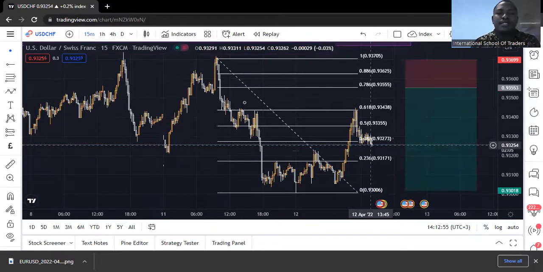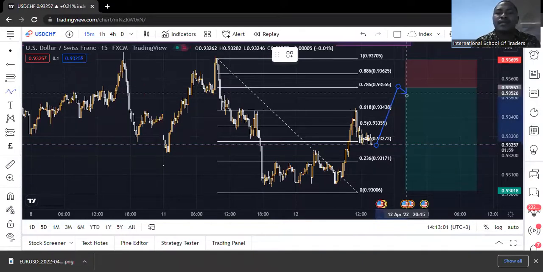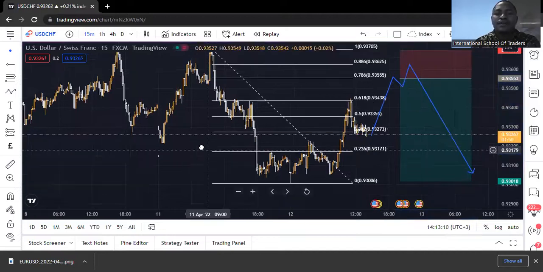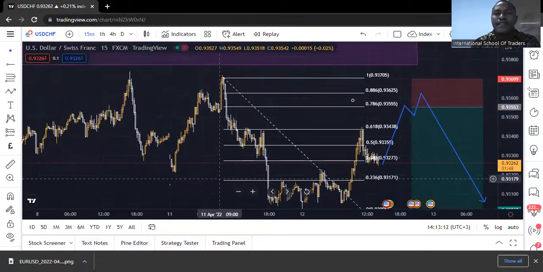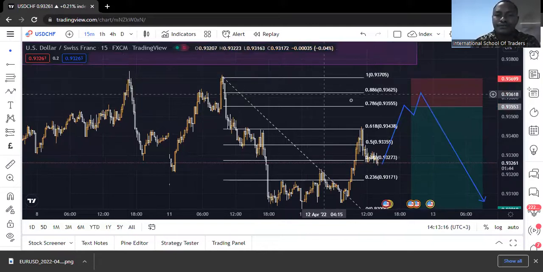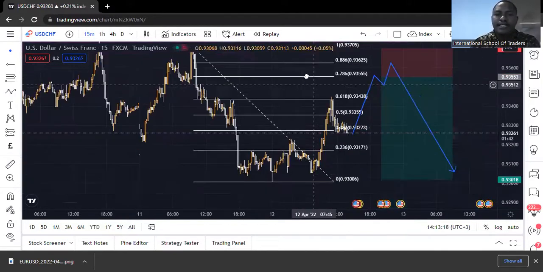But what am I trying to say? I'm saying that the expectation is that the market can still continue going up to this area, or maybe to this area, and then change direction towards the downside. That is my expectation for now on USD CHF. Okay, cool stuff. Let's see what's going on in other markets.